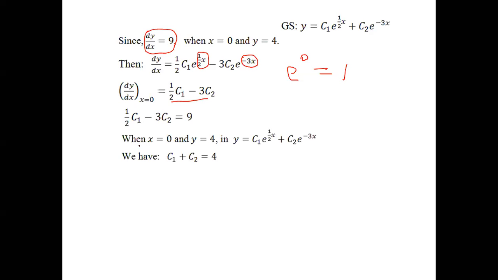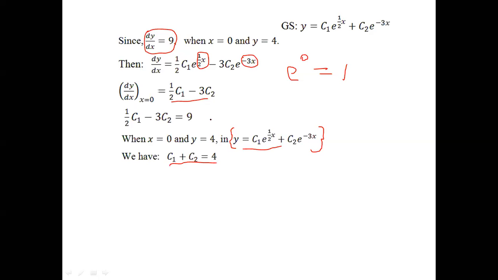So now, when x is equal to 0 and y is equal to 4 in the general solution, you've seen this general solution? So when x is equal to 0 and y is equal to 4, then the general solution will result in c1 plus c2 is equal to 4. Because the x will be 0, so this will just be c1. Here, the x will be 0, and this will also just be c2. So it will be 4, which is y is equal to 4. 4 equals c1 plus c2.